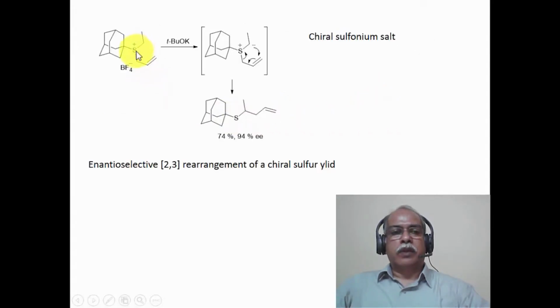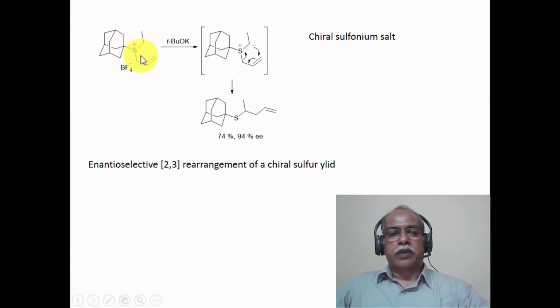Now this is a sulfonium salt with 3 different alkyl groups substituted. One of the alkyl groups is an allyl group, another alkyl group is an ethyl group, and the third alkyl group is a 2-adamantyl group, for example. When the reagent is treated with tertiary butoxide, the ylide is formed with respect to the ethyl group here, which constitutes a 2,3 sigmatropic shift system here. This alpha position doesn't have any hydrogen, so there is no problem here.